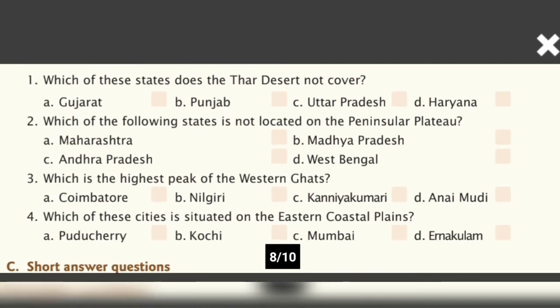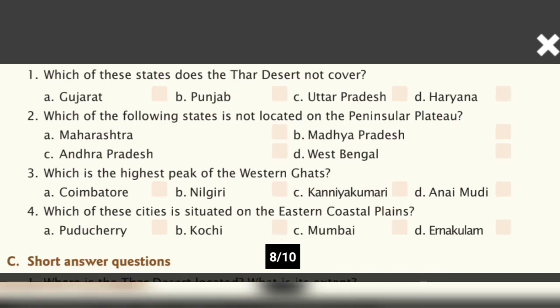Yes, now third question. Which is the highest peak of the Western Ghats? Very easy question. Option A Coimbatore, option B Nilgiri, option C Kanyakumari, and option D Aanemudi. What is the answer? Yes, very good. Option D Aanemudi. And then see fourth question.